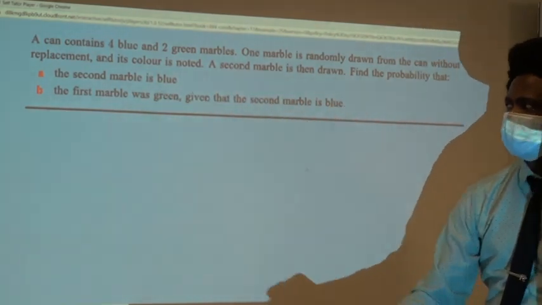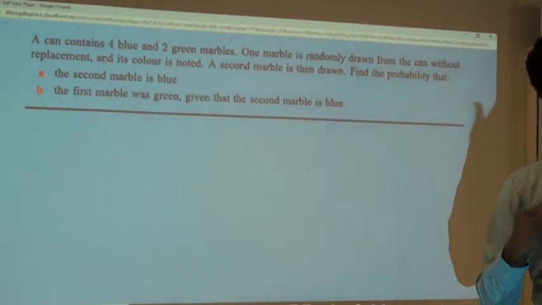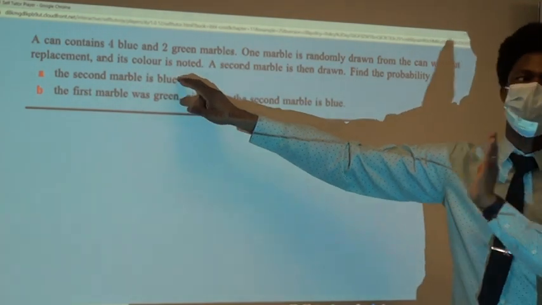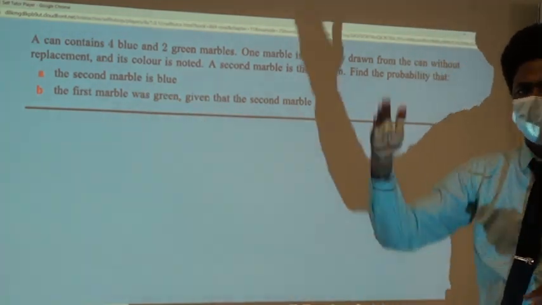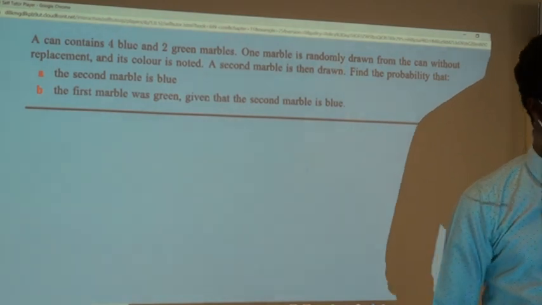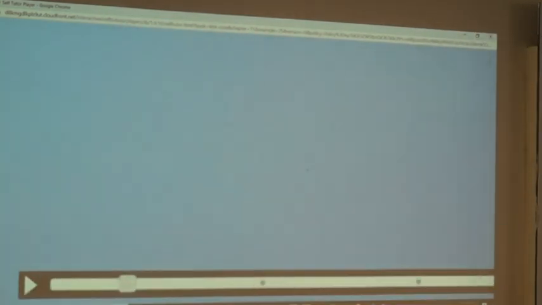Let A be the event that green is the first one. Let B be the event that blue is the second one. So it means this is talking about the probability of B with no condition, while this is talking about the probability of A, given that B had occurred. Am I making sense now? So I want you to get that clear first. So let's start that again.